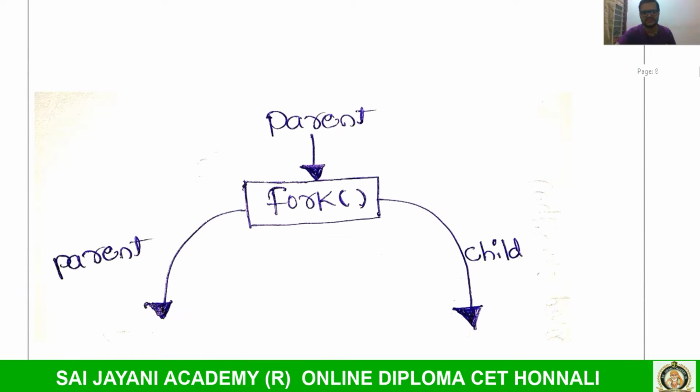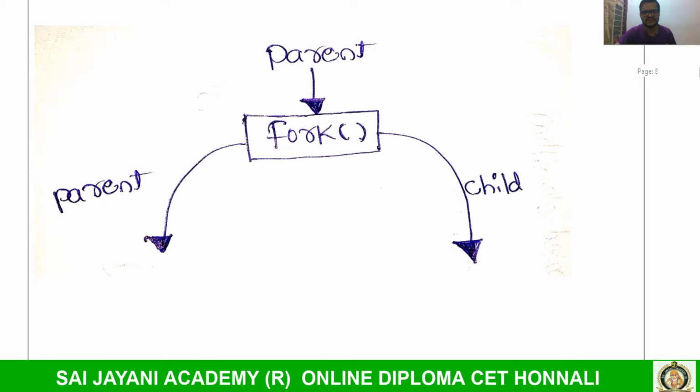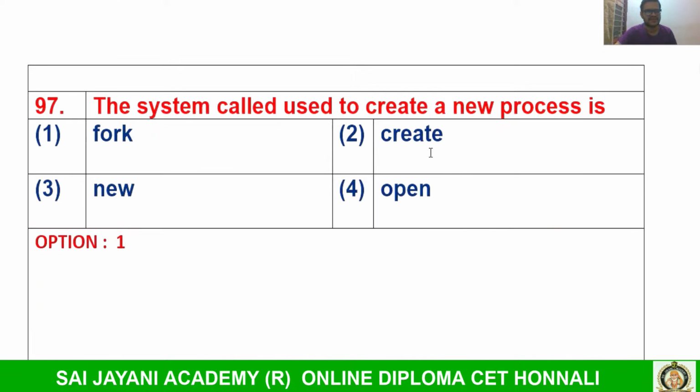Why? Because consider here, the parent process uses the fork system call to create a new process, and that process is called the child process, and this child process is a copy of the parent process. So after the fork system call, both the parent process and the child process execute the same program but in separate processes. So for question number 97, option number 1, that is fork, is the right answer.